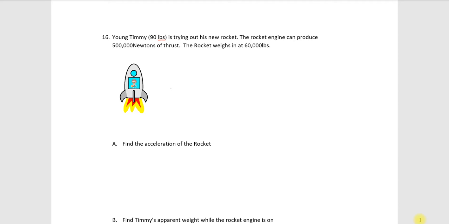So I'm making this one to help you out with number 16 in your homework. This is about Timmy on a rocket ship here, and there are some weights given, 90 pounds and 60,000 pounds, and a rocket thrust given in newtons.